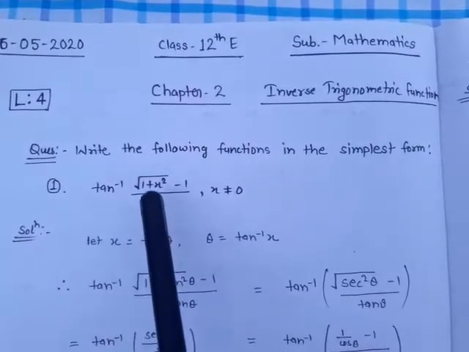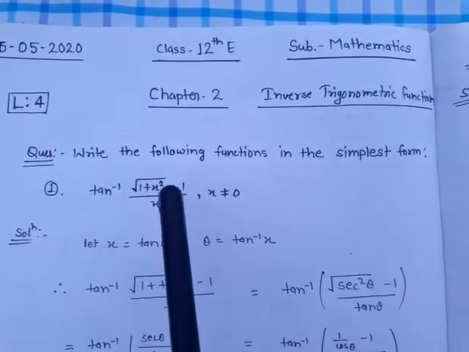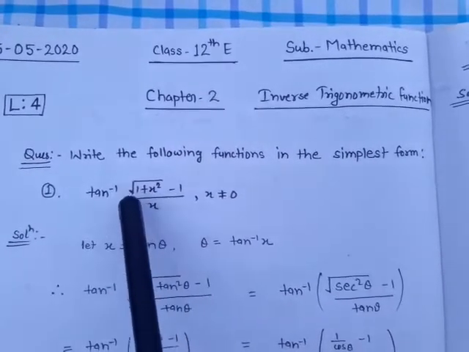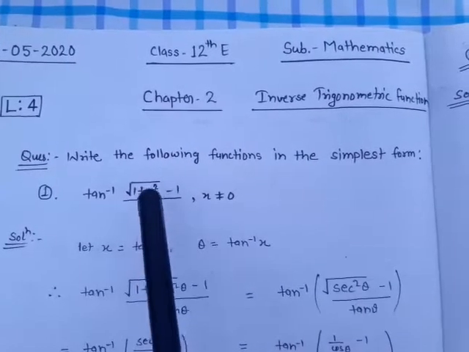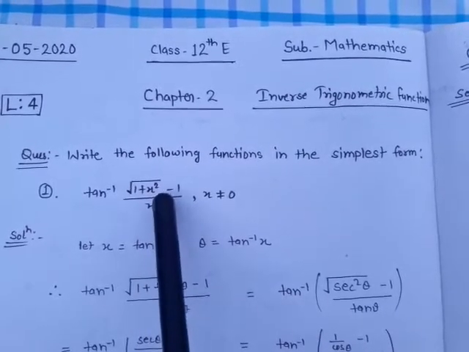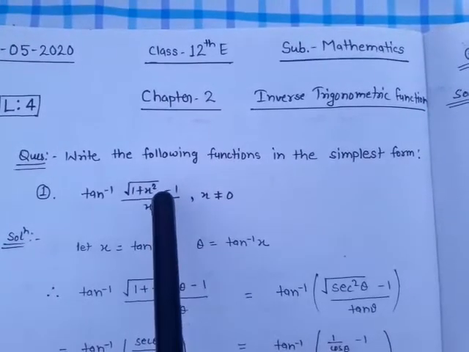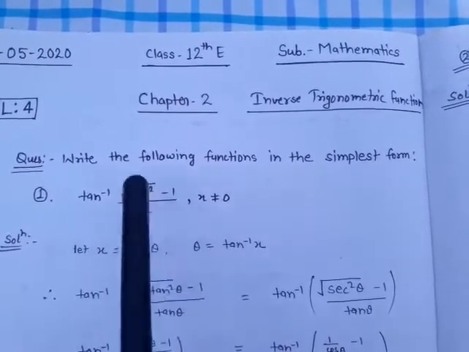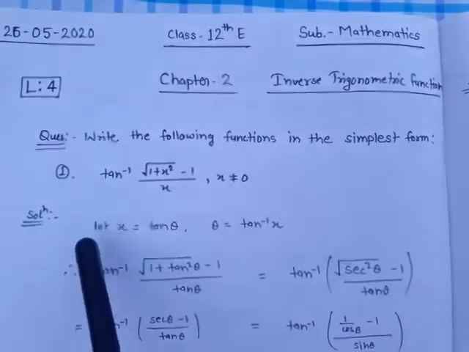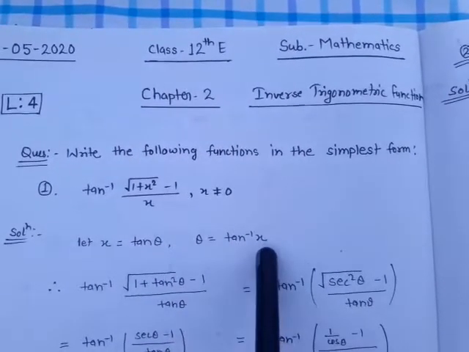For this we assume x as some other trigonometric term. If we put x equal to sine theta, then we get root of 1 plus sine square theta, and for 1 plus sine square theta no identity is formed, so it is not suitable. If we put x equal to cos theta, then for 1 plus cos square theta no identity is formed either. If we put x equal to tan theta, then 1 plus tan square theta forms sec square theta, and this is an identity. So here we assume x equal to tan theta, and this gives theta equal to tan inverse x.